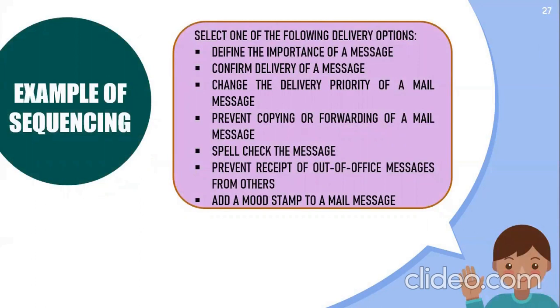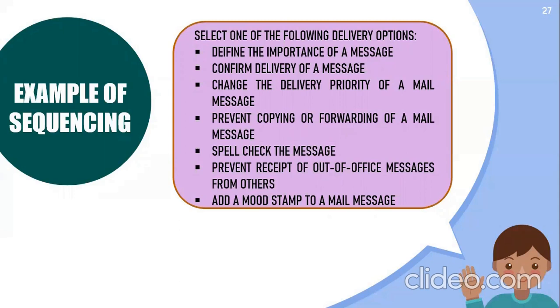Sequencing is listing information in a systematic order, or logically sequencing our ideas. That is called sequencing. Here let us take this example. I have listed the ideas systematically. Select one of the following delivery options. Define the importance of a message. Confirm delivery of a message. Change the delivery priority of a mail message. Prevent copying or forwarding of a mail message. Spell check the message. Prevent receipt of out of office messages from others. Add a mood stamp to a mail message.